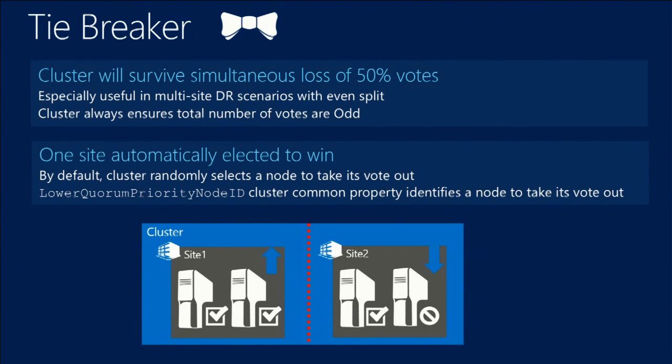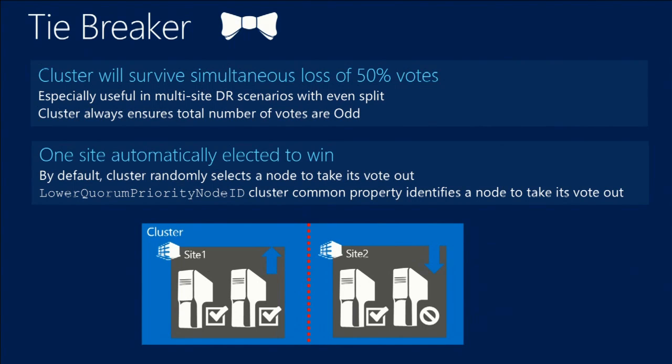The cluster then automatically selects a node, and the node selection is random, and it picks a node saying, yes, you are the node whose state is still up, but we are still removing your node vote out. So the node weight remains configured as 1, but the dynamic weight is made 0.